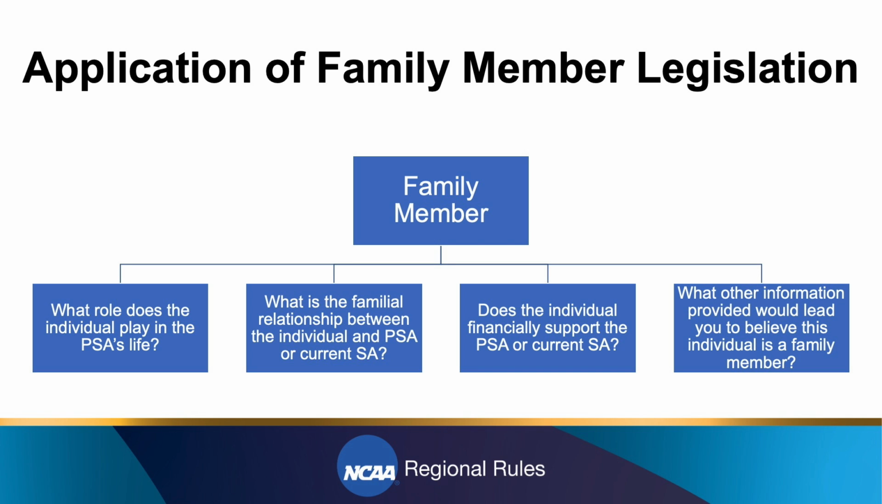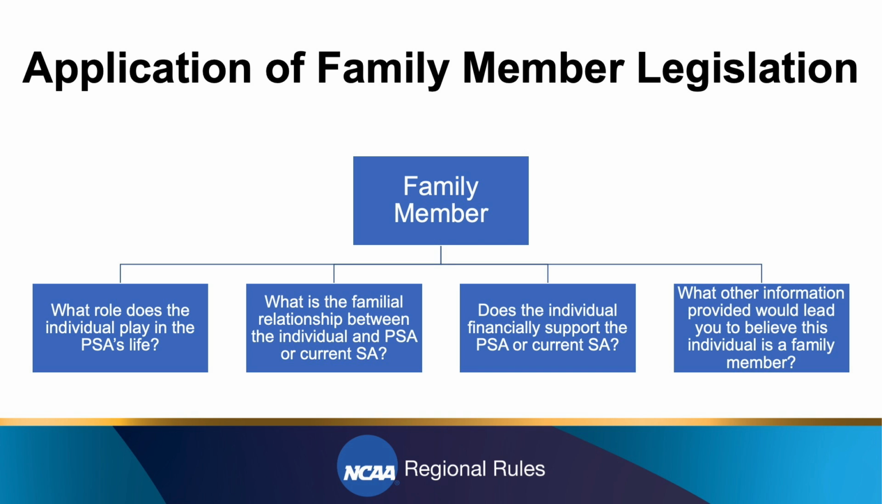Are they a coach? Are they a friend? Are they an uncle? Are they a family friend? What is the familial relationship between the individual and the current PSA or student athlete? Are they directly related to them? Is it a grandmother? Is it a second cousin? These are the questions that need to determine how this individual is related to the prospective student athlete.